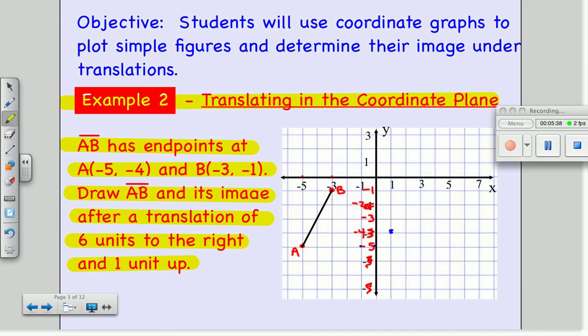6 units to the right, 1 unit up. So this is my new A apostrophe. And my B is also going to go 6 units right and 1 unit up. So 1, 2, 3, 4, 5, 6, and 1 unit up. And this is my new B apostrophe. And now I draw a line connecting them.